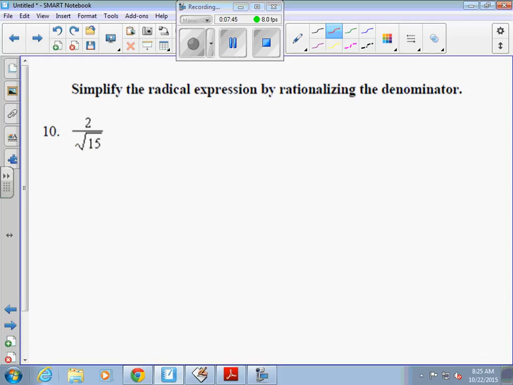Here's one where you have to rationalize the denominator. You don't have a choice. Remember, whatever's on the bottom, radicals are not allowed on the bottom of your fractions. You multiply by that over itself. So 2 times the square root of 15 over, anytime you have the exact same radical like 15 multiplying by itself, you take that radicand, whatever's underneath there, and take it out.